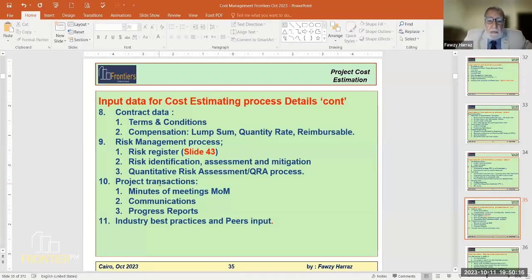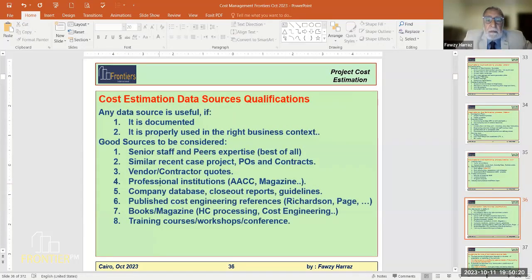Industry best practices and peer input. Any other source data is useful. This slide is about the qualification of the cost engineering data. It says that any data source is useful if it is documented, if we know what it is and where it is from, and if it is properly used in the right business context. The thing is, not any information can be used anywhere.